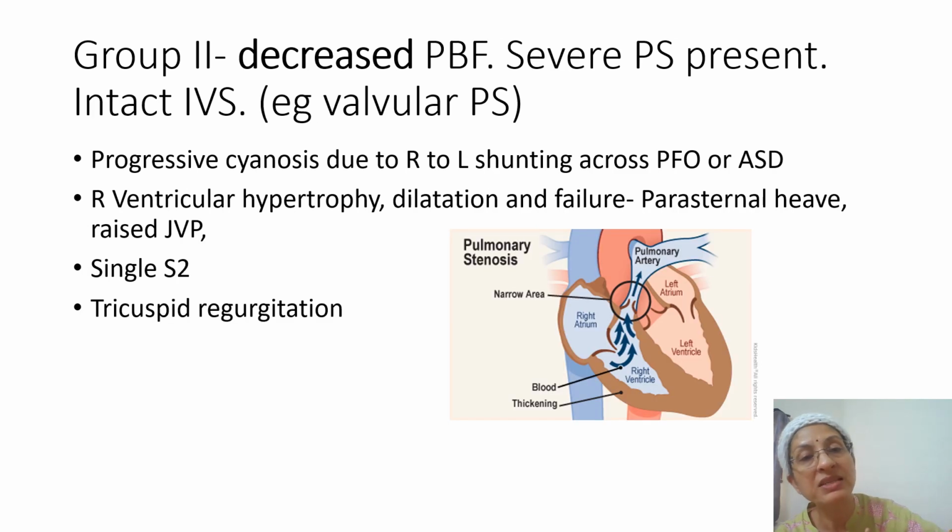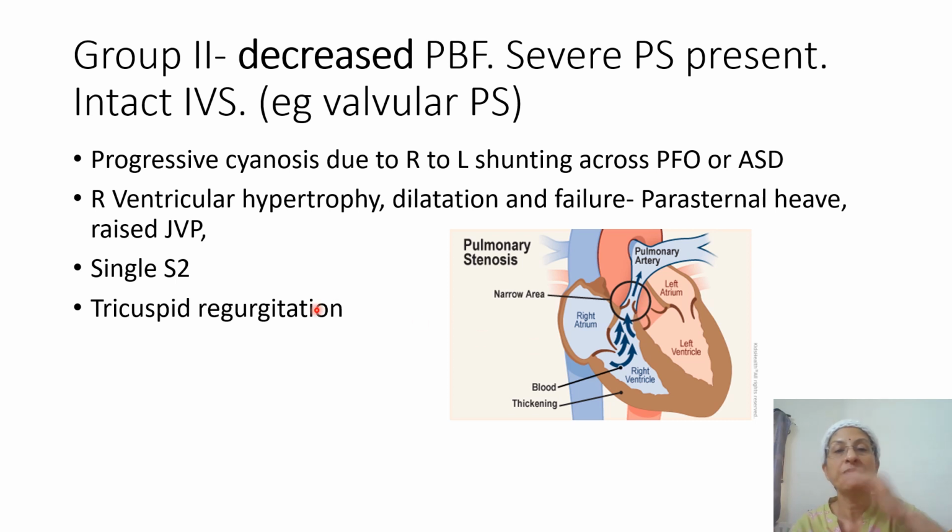In group 2, there is decreased pulmonary blood flow with severe pulmonary stenosis and an intact interventricular septum. So we are seeing this in the picture. This is the level of narrowing of the right ventricular outflow tract. Here we have taken an example of narrowing at the valvular level. This causes the right ventricle to get hypertrophied because it has to generate higher pressures to pump blood out into the pulmonary artery against the narrowing of the pulmonary valve.